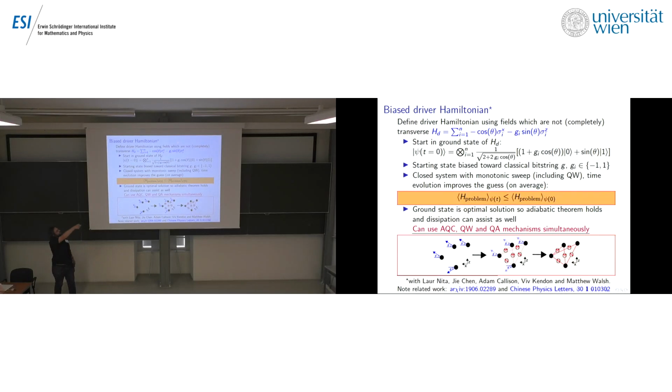And the sigma z, you give a plus or minus sign based on which solution you want to bias toward. And then you start in the ground state of this, which is now a biased probability distribution. So you're starting in a probability distribution that's biased preferentially toward a guess, rather than a completely random, unbiased distribution of bit strings.